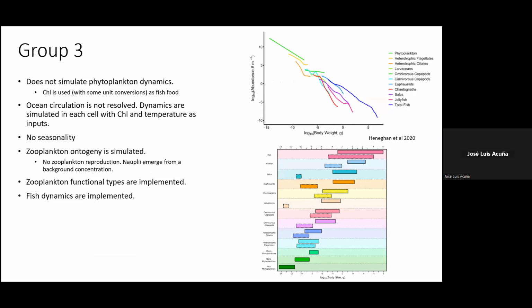And then, as I was saying, this model has very nice things, like the implementation of several zooplankton functional types, as you can see here: larvaceans, omnivorous copepods, carnivorous copepods.